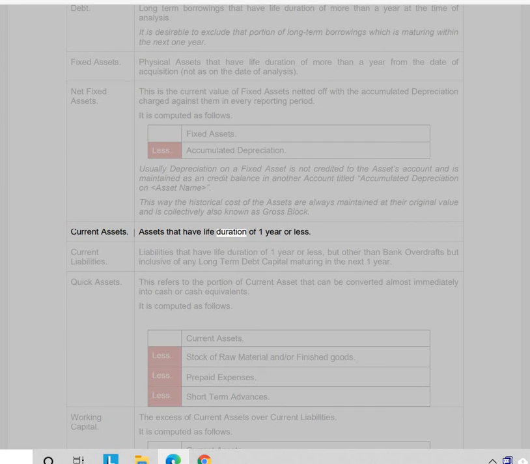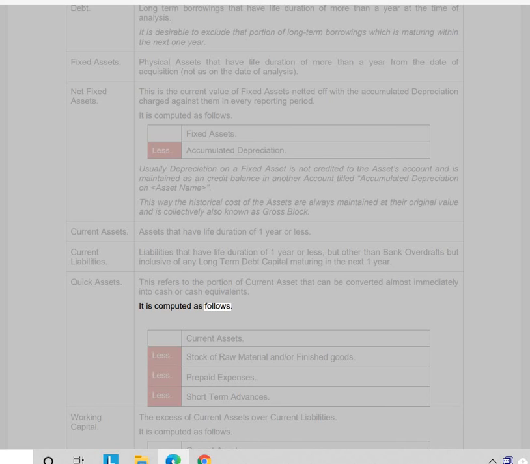Current assets. Assets that have life duration of 1 year or less. Current liabilities. Liabilities that have life duration of 1 year or less, other than bank overdrafts, but inclusive of any long-term debt capital maturing in the next 1 year. Quick assets. This refers to the portion of current assets that can be converted almost immediately into cash or cash equivalents.